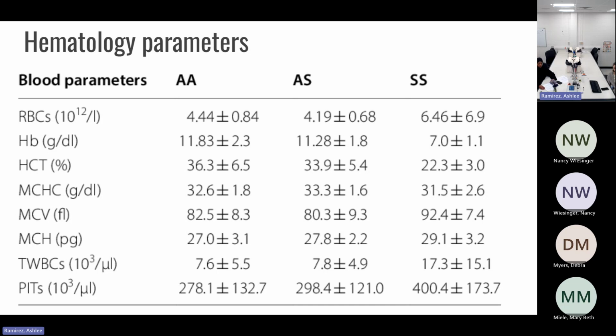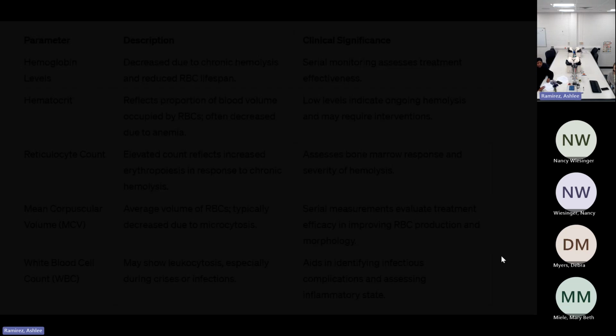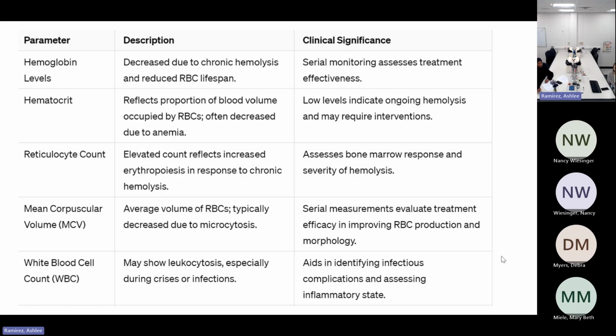Hematocrit usually drops because of this ongoing hemolysis. But we see that MCV usually is normal because it's a normocytic anemia. And with white blood cells you can see leukocytosis due to infection or during the crisis that's going on. And this is just a summary of the table, just in a table format.